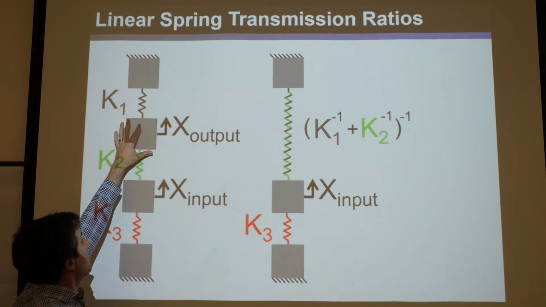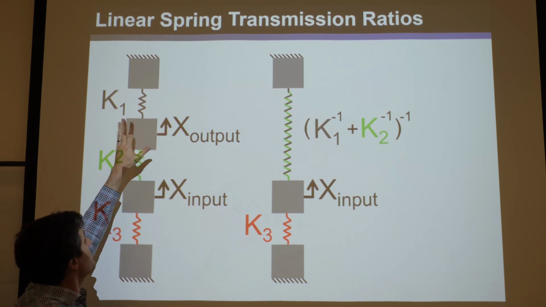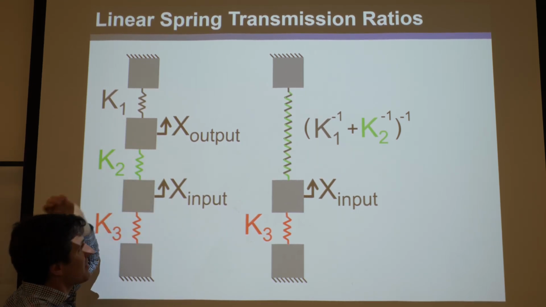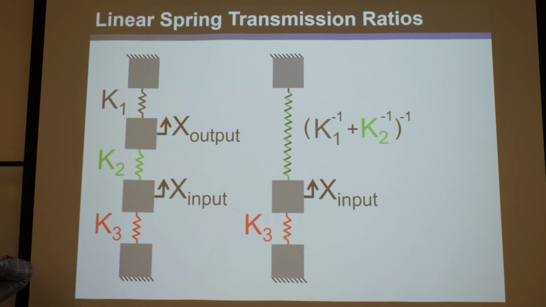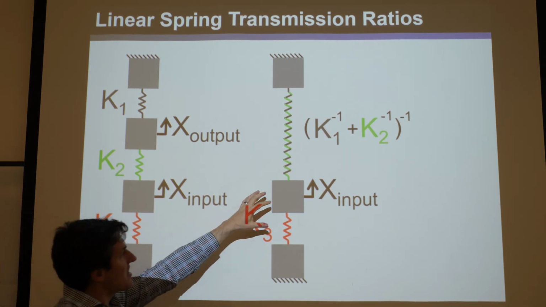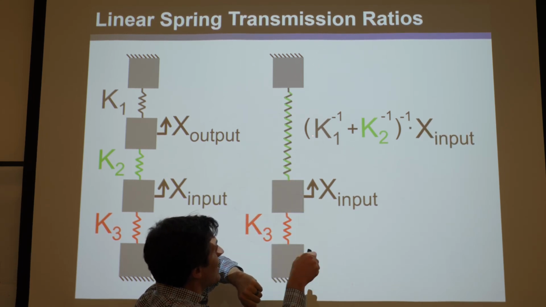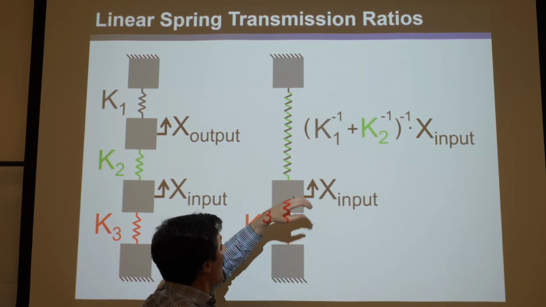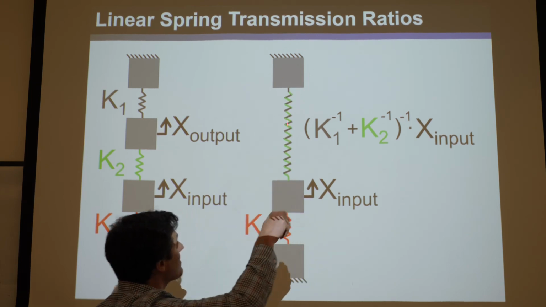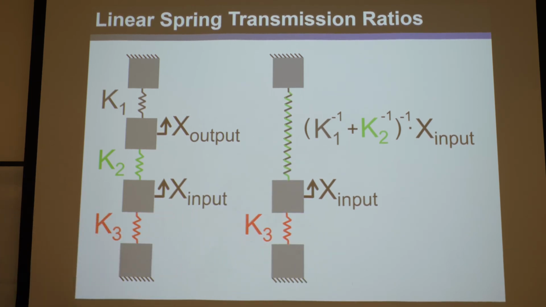And again, you could just shrink this to a dot and consider this one effective spring, and here's what its stiffness would be. So you move this up some distance x input, times it by that stiffness, and that will tell you the force in this equivalent stiffness spring. Of course, for things in series, they all have the same force in them, not the same displacement. So that's the force, right?